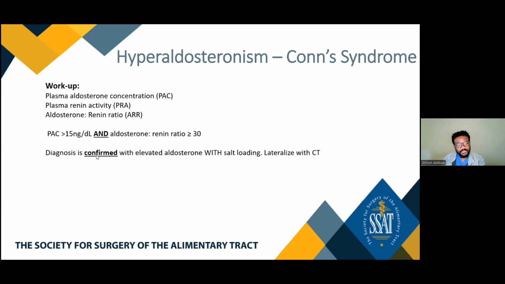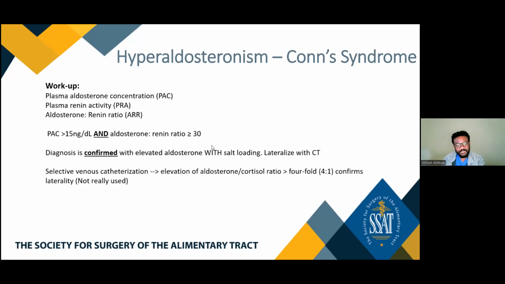And once you confirm the diagnosis, the way to lateralize which of the glands has this tumor is usually with a CT. In the past, people have done selective adrenal vein sampling and looked at the aldosterone cortisol ratio, but that is not used very much these days.